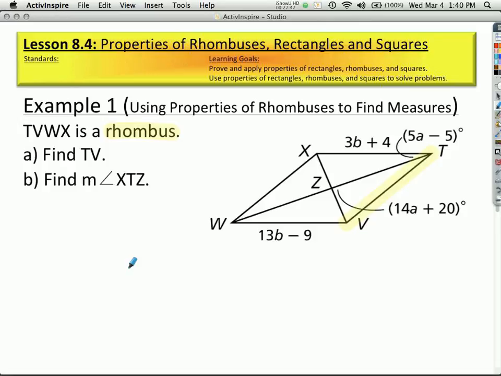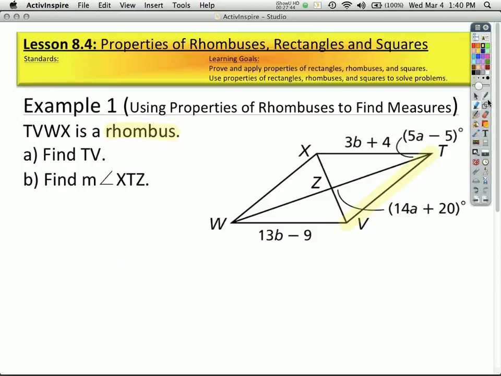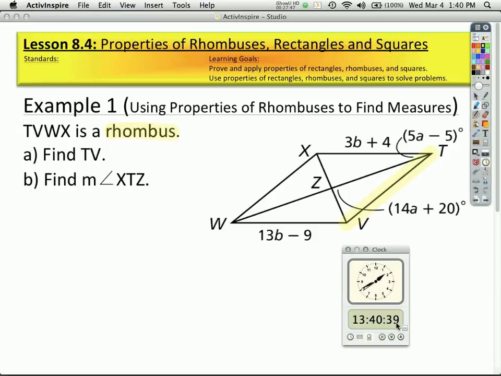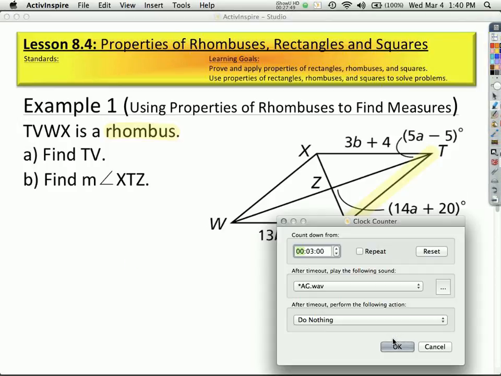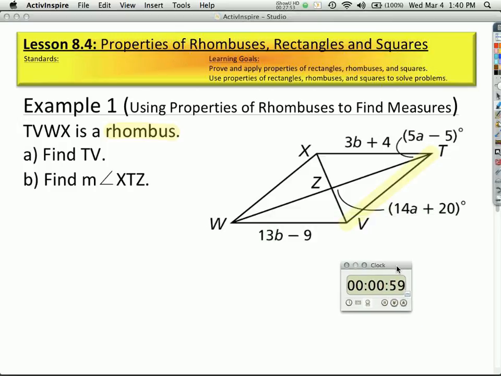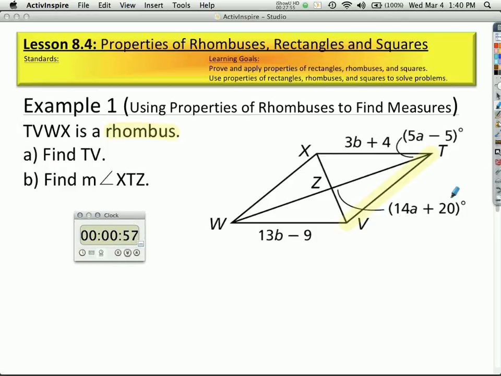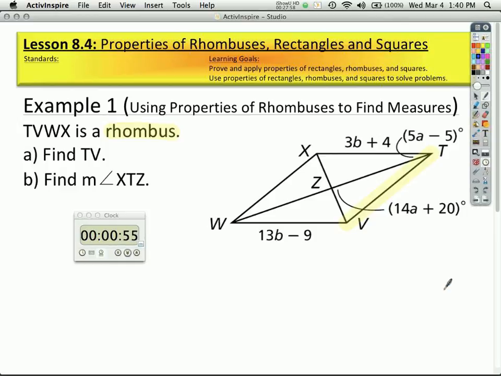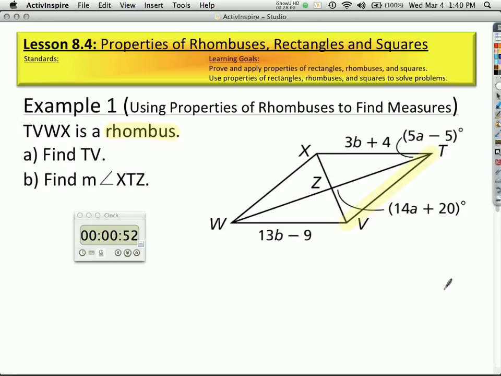Now, this is not a checkpoint, but I would like you to devise a strategy with your team just to answer part A. I don't want you to actually execute your plan. I just want you to come up with a plan. So take a minute to team talk and see if you can come up with a plan to find TV. Go.